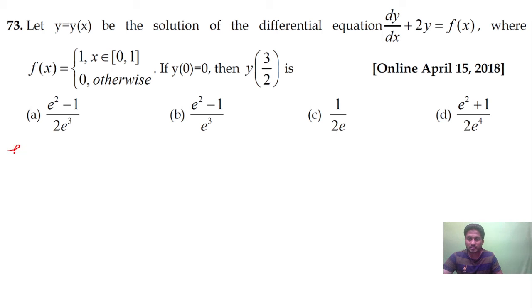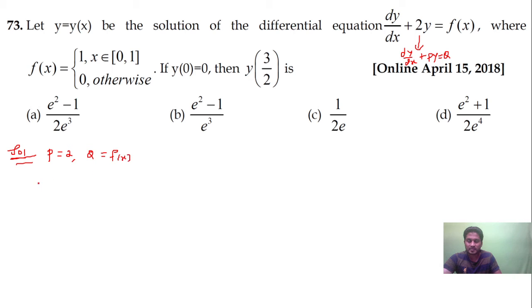This is a 2018 question, guys. Online paper, 15th April, very good question. So follow carefully. This is of the form dy by dx plus py equal to q. If you check the website, different people will do it in different ways. If you look at the solution, I will tell you the best possible solution. You compare p is equal to 2, and q is equal to f(x).